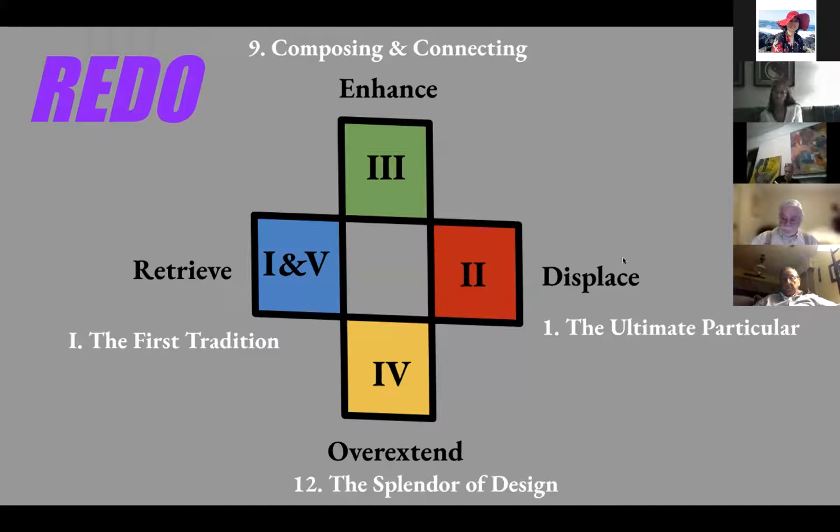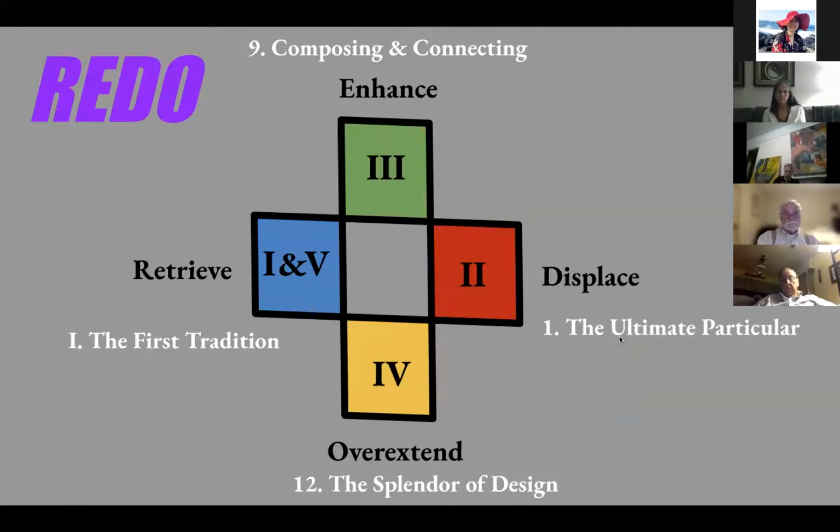So it will be moving in a spiral through the book. Today we're discussing the first tradition. The next one will be about the enhance quadrant, developing the skills of design. So we'll be talking about composing and connecting. And then we will go to one of the key concepts.